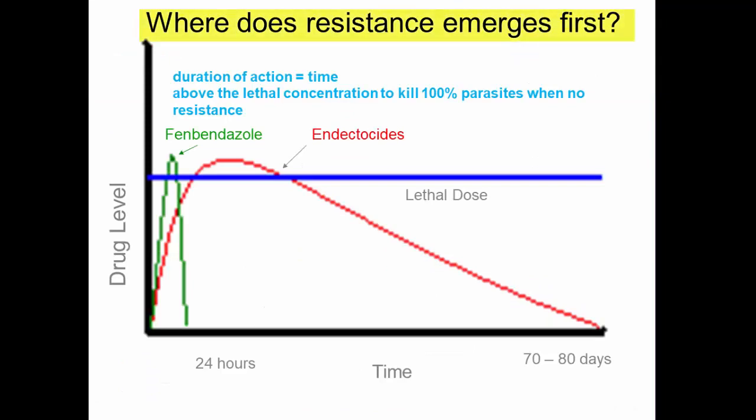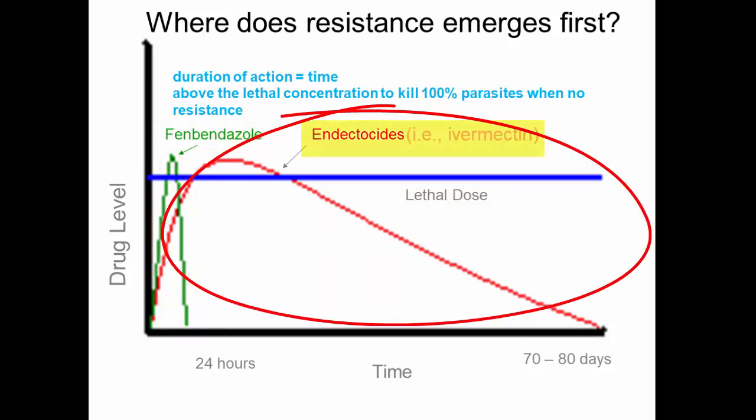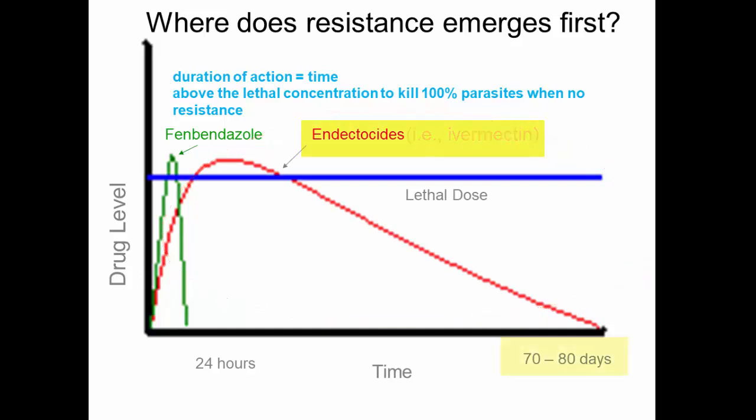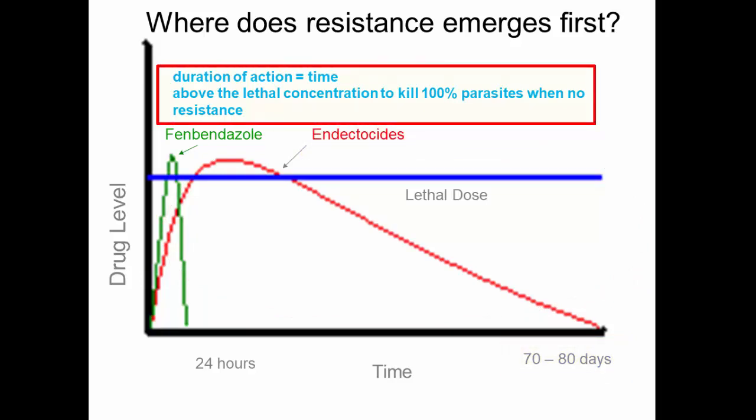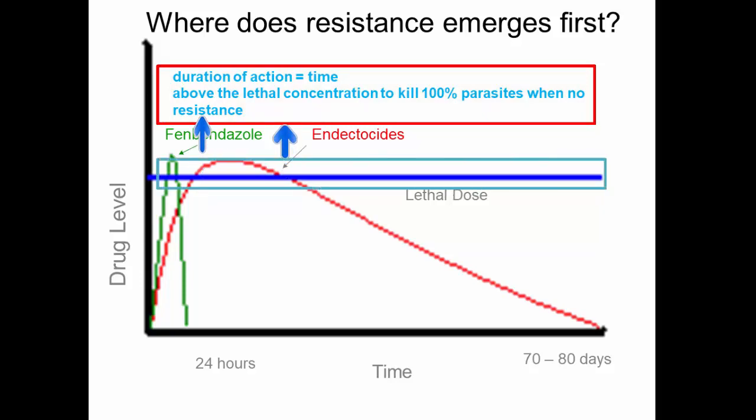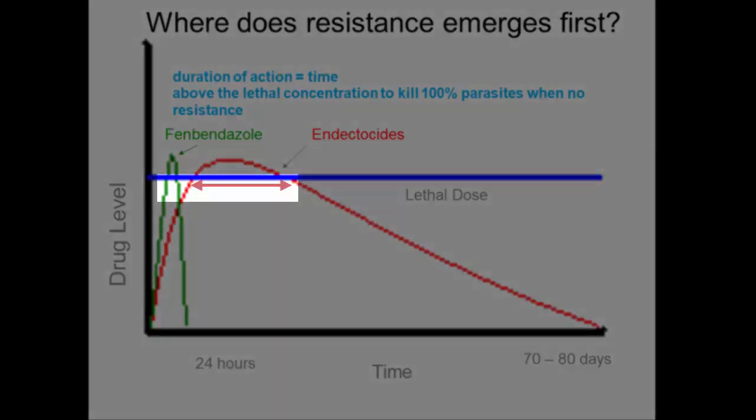I pose the question of where resistance emerges first: when using a drug like fenbendazole that is rapidly cleared from the bloodstream, or when we use an insecticide like ivermectin that, as you can see, and depending also on the formulation and the dosage, can stay in the body for up to 3 months. In this graph, the duration of action that kills 100% of the parasites could be expressed by the time at which the concentrations in plasma are above the lethal dose, which is expressed as a blue line here, and is clearly much longer for the endectocide than it is for fenbendazole.